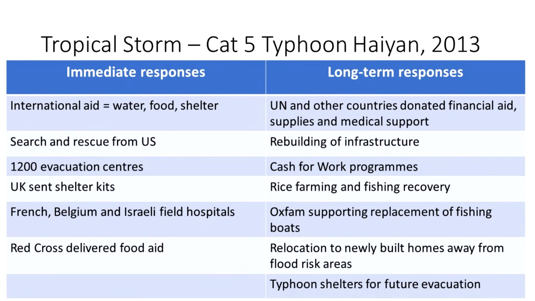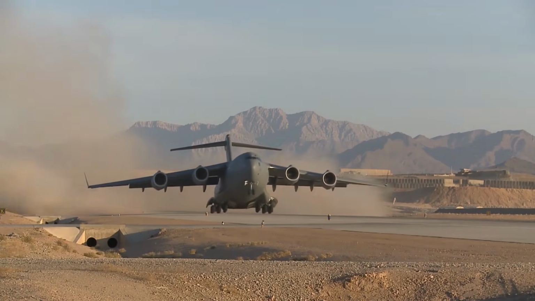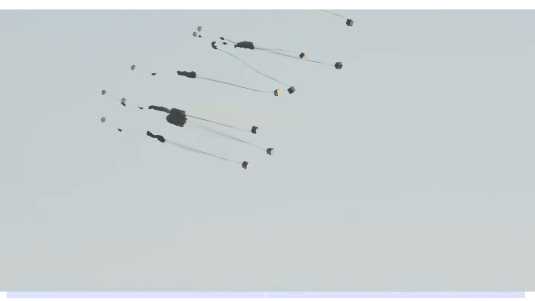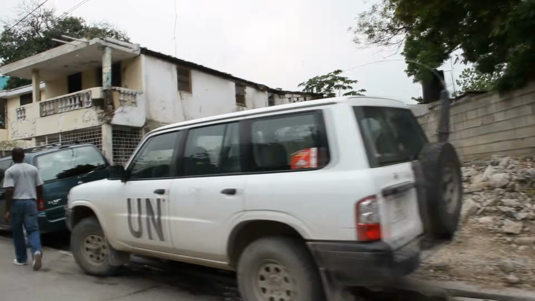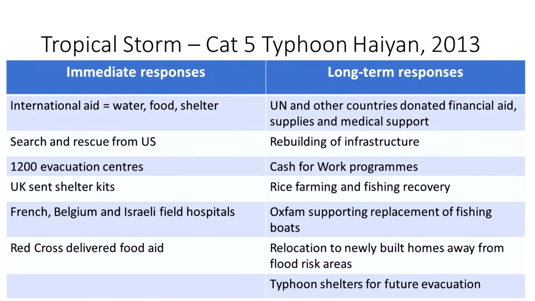As this was such a big disaster, again a Category 5 typhoon, lots of aid was contributed. So we've got water, food and shelter was contributed. The UK, France, Belgium and Israel all contributed in some way. 12,000 evacuation centres were created and the Red Cross delivered some food aid. Now longer term, we had the UN and other countries donate financial aid, supplies and medical support. They started rebuilding the infrastructure, and we also had the Cash for Work programme, which saw local people get paid for helping the cleanup operation.